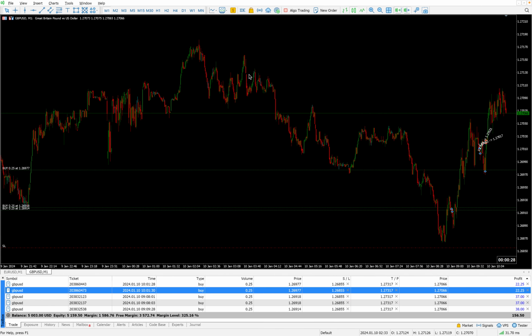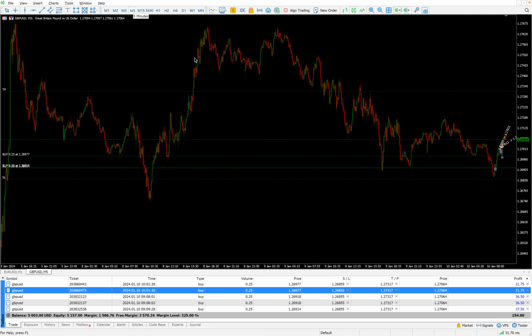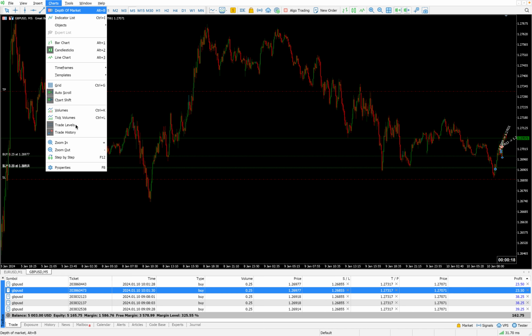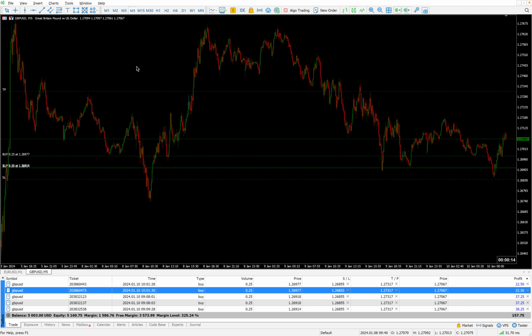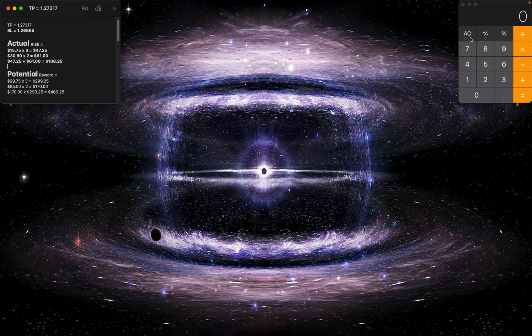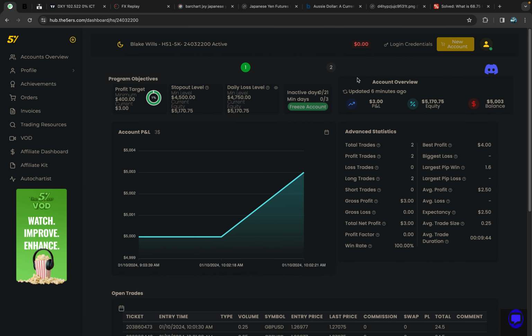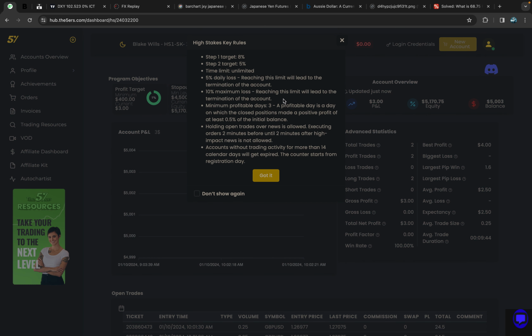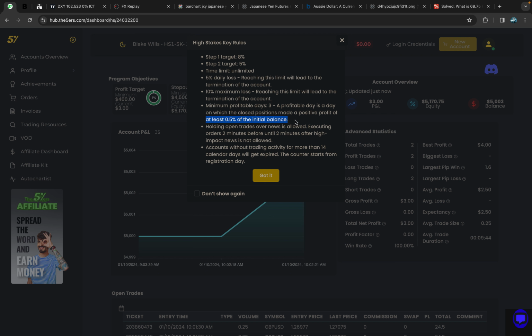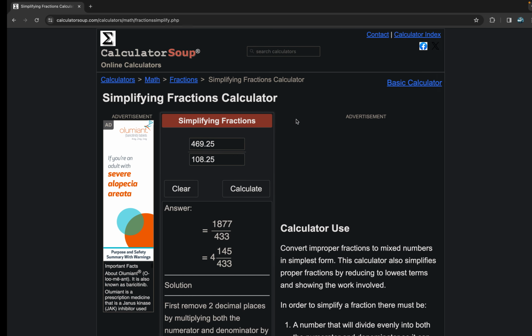Potential reward is what I did, I just calculated, I just took, let me get that off of there. It's looking bad. What I did was I just took the kind of average of what I wanted to make. I only need 400, but there's that rule of doing the 3 days right here. Minimum profitable days, three. You have to have at least made a positive profit of 0.5% of the initial balance, which is 5,000.